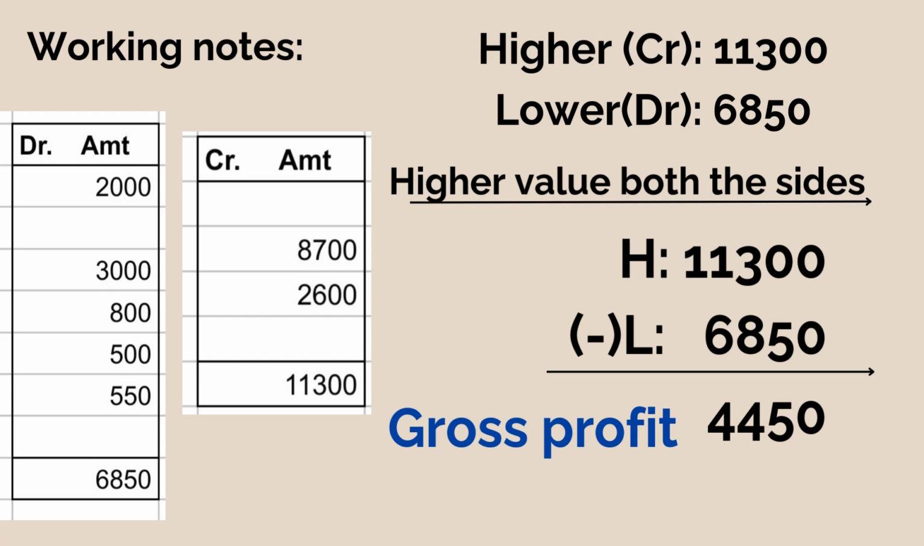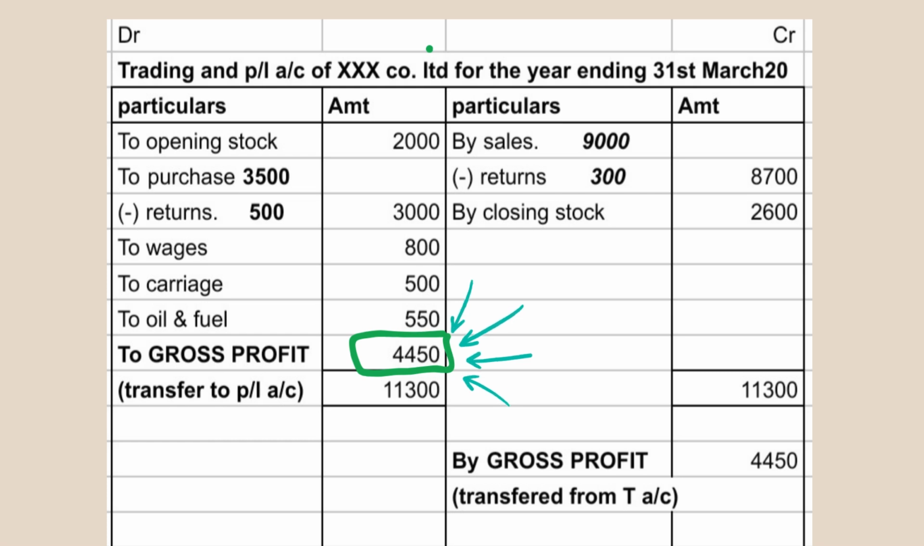After deducting the lower value from the higher value, you will find the gross profit. Therefore, that higher value which I asked you to write on both sides, write as the balancing figure in the two parallel lines. 11,300 on the debit side as well as the credit side, and write the balance, that is gross profit, on the debit side: to gross profit 4450 rupees, which is highlighted on the screen.